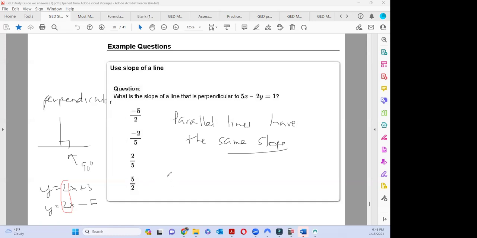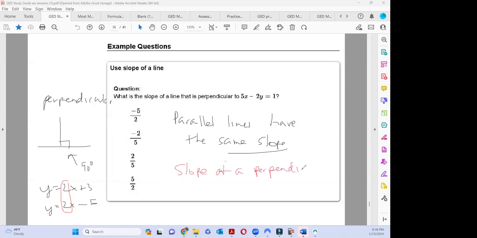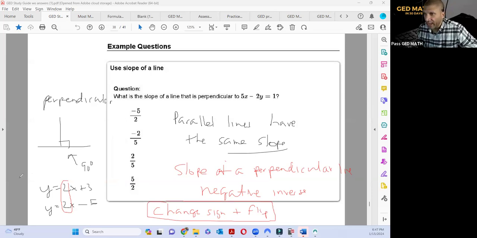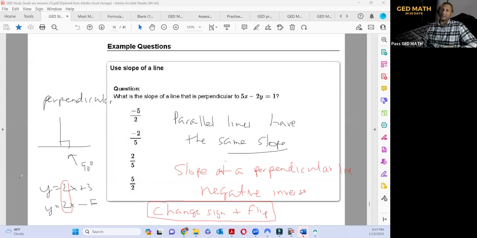Perpendicular line. To find the slope of a perpendicular line, they cross, is the negative inverse. That means change the sign and flip. Again, one of the easiest problems. They're going to ask you the slope of a parallel and perpendicular line. You must know parallel lines have the same slope. Perpendicular lines take the negative inverse.